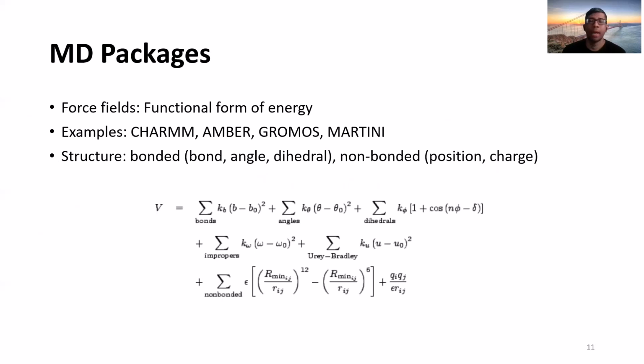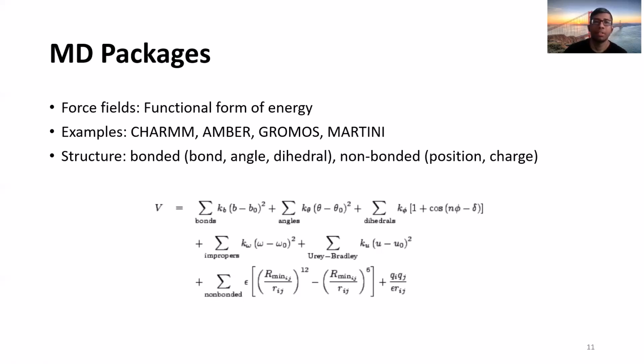And in those packages, there are sets of force fields. Force fields are the functional form of energy, how you want to define the system in terms of energy. The popular examples of force fields are CHARMM, AMBER, GROMOS and Martini. CHARMM and AMBER are more parameterized for protein systems. And also there are Tersoff or hybrid potentials that could be more suited for material science projects.